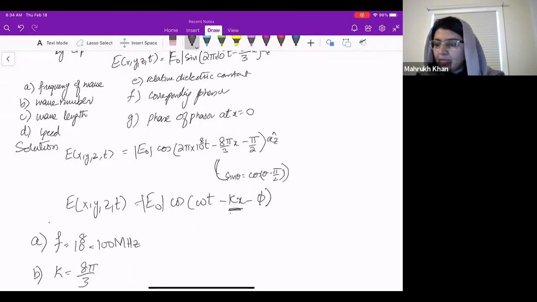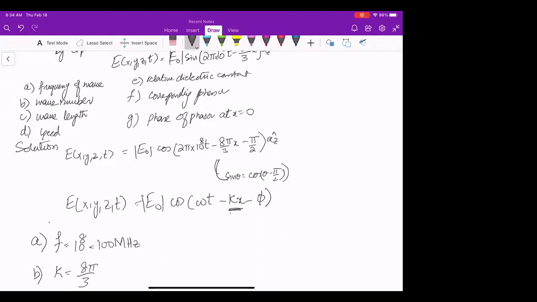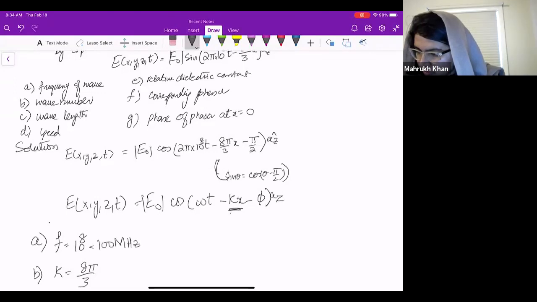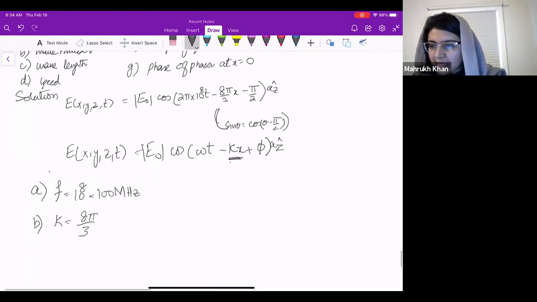Yes. And another thing I was thinking, that I should maybe write it as plus and think that phi is minus pi by 2. Because here minus tells you the direction, but when we are tackling phi, we should be doing minus pi by 2. That's the difference between them. So if this is plus phi, then my phi is minus pi by 2. But it's minus kx and k is just 8 pi by 3 because it's just a number.